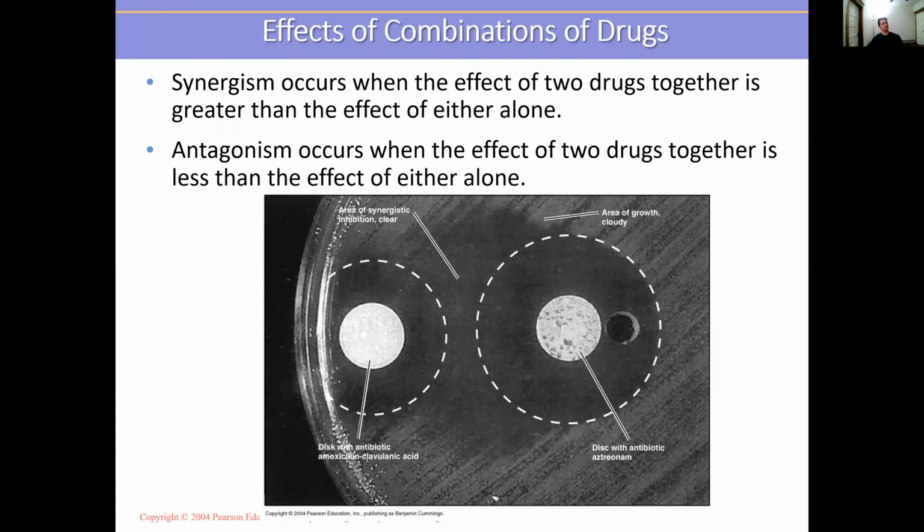We briefly touched earlier on synergism. Synergism is a form of what happens when you combine drugs, and it's when the effect of two drugs together is greater than the effect of either of them alone. There's also another term here, antagonism, which you have to be aware of, which is just the opposite. This is when the effect of the two drugs together is less than the effect of either alone.